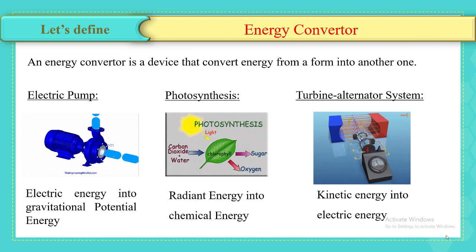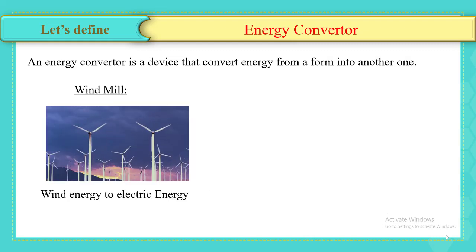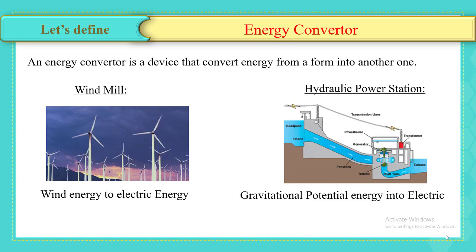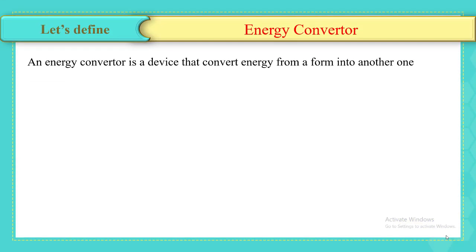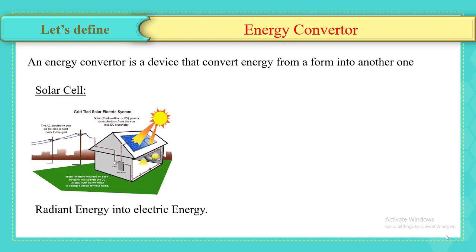The turbine alternator system is a well-known system in the production of electricity in different power stations. It converts the kinetic energy into electric energy. The renewable power station based on wind energy uses a windmill to convert the wind energy into electric energy. And as in Karaun power station in Lebanon, the hydraulic power station converts the gravitational potential energy of the stored water at a certain height to electric energy. Another important converter that is used widely in recent years is the solar cell. This cell converts the radiant energy to electric energy.